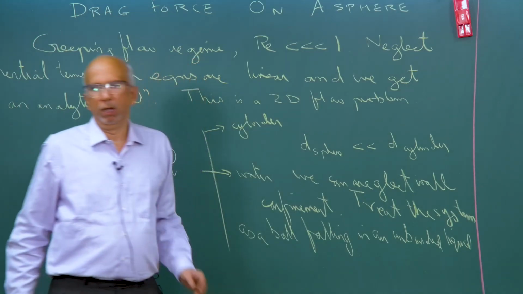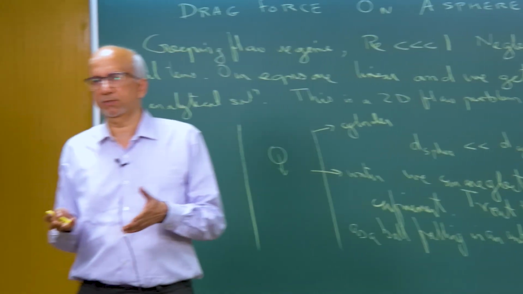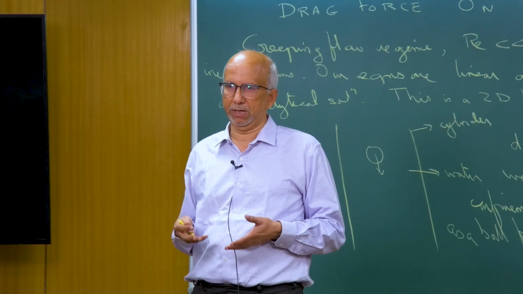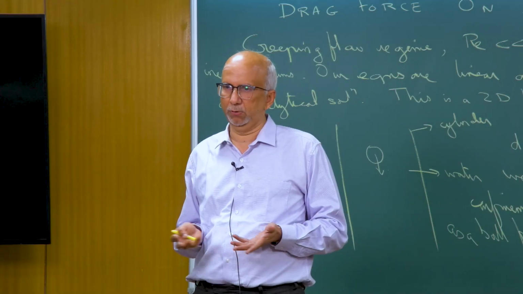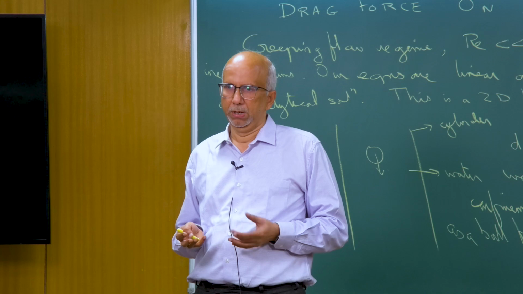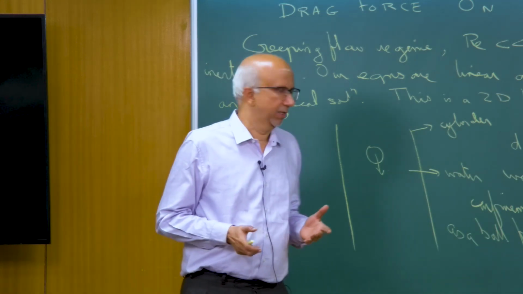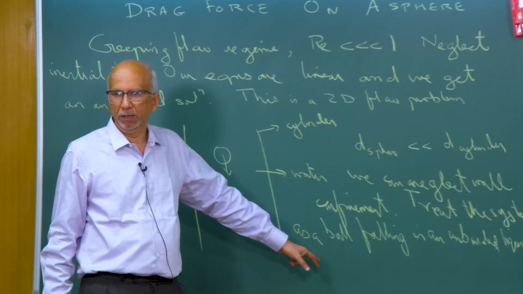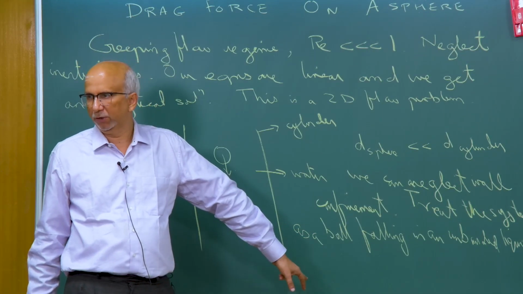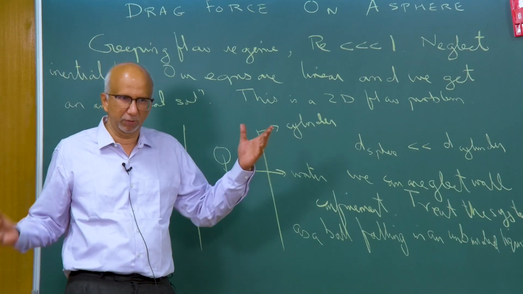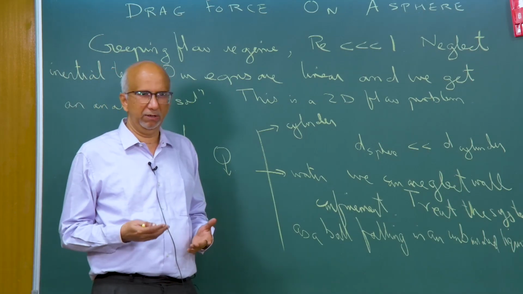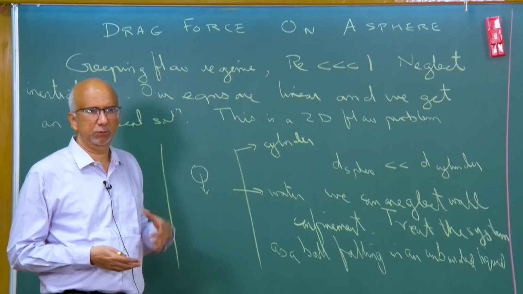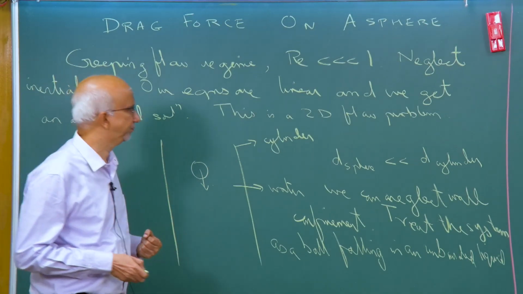Of course, if the diameter of the sphere is comparable to the diameter of the cylinder, then the wall of the cylinder has to be considered. You can't make this assumption of unbounded liquid. So, we are going to do the problem in an infinite domain, and I do not have to worry about wall effects. If you really want to account for wall effects, then you have to do something more computational. To get insights, we just stick to this.